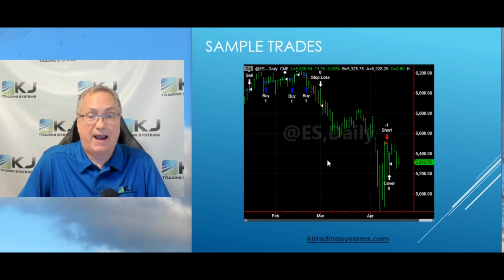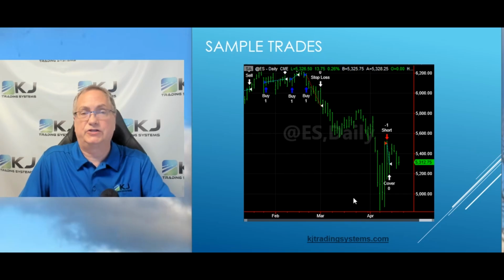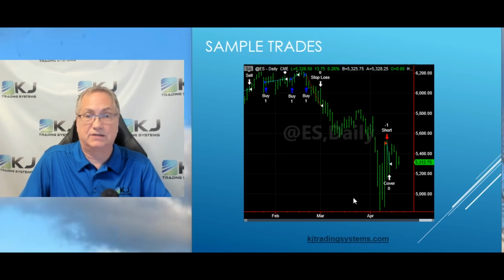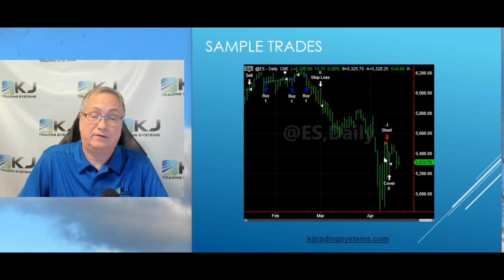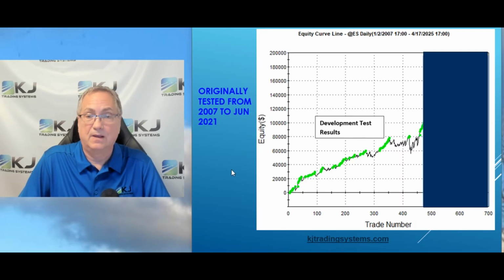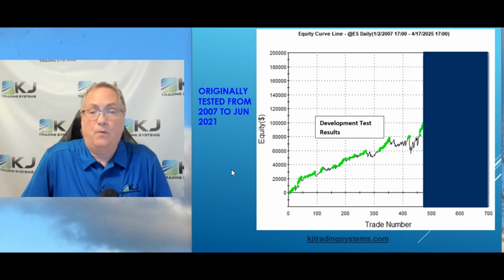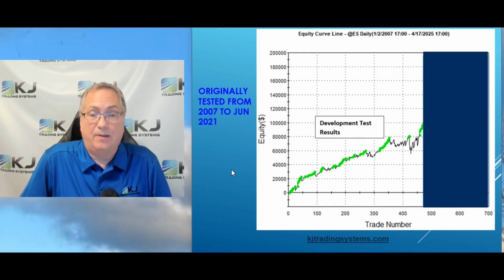Here's some sample trades. You can see not every trade wins. Look at this, there's a nice big stop loss here on a long side, and this is recent, in March and April of 2025. But this is always a good check when you code up something, just to make sure it's giving trades. It's giving long trades. It's giving short trades. That's the important part. So here's where I show you the development test results.